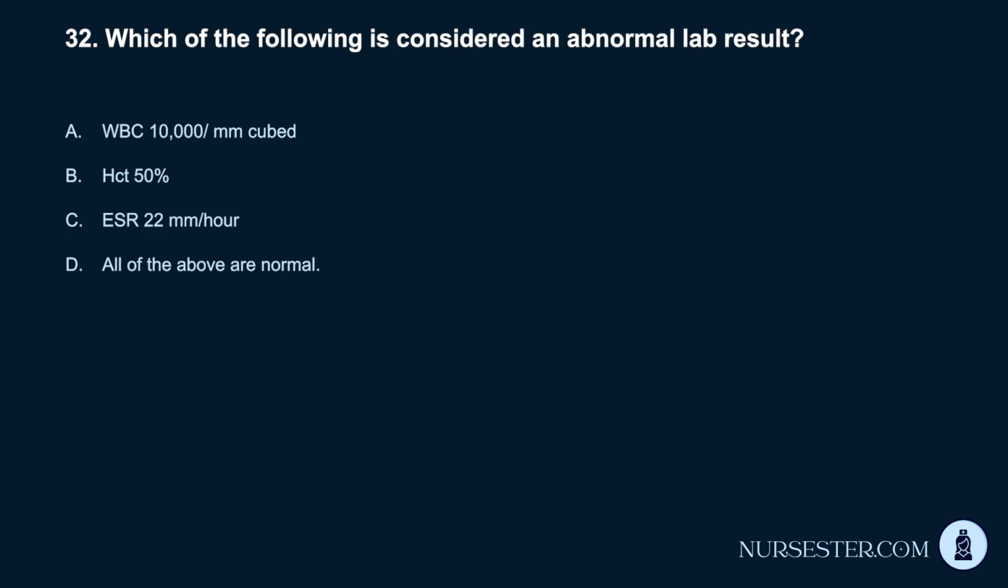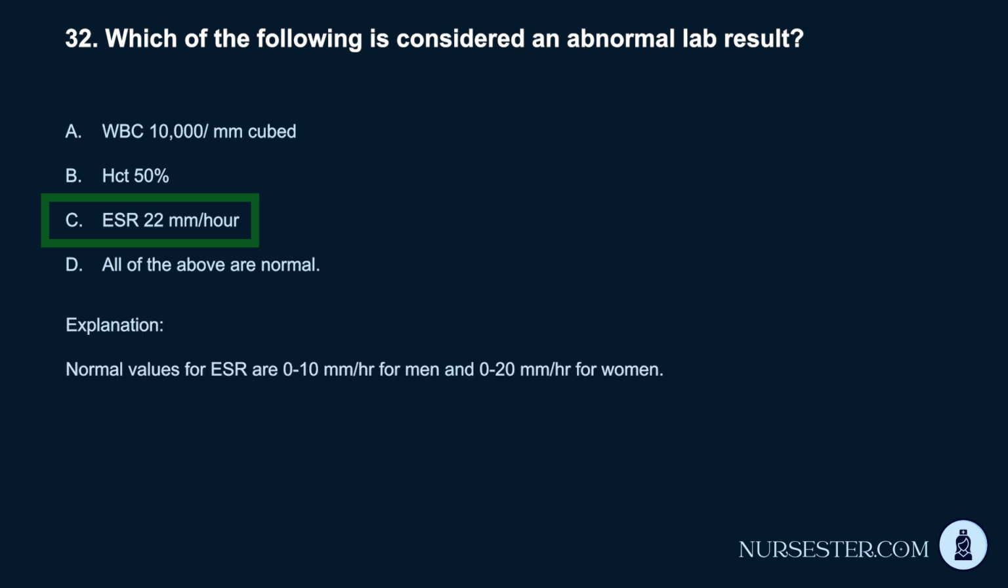32. Which of the following is considered an abnormal lab result? A. WBC 10,000/mm cubed. B. HCT 50%. C. ESR 22 mm per hour. D. All of the above are normal. Correct answer, C. ESR 22 mm per hour. Normal values for ESR are 0 to 10 mm/hr for men and 0 to 20 mm/hr for women.